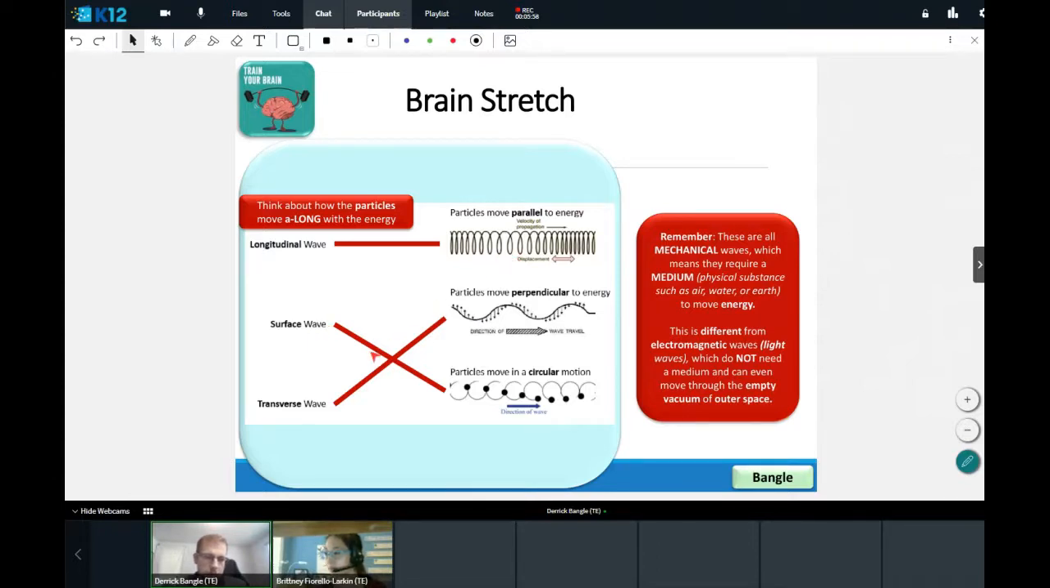And then a surface wave is the one where the particles on the surface are traveling in bigger circles than the particles that are beneath the wave. We don't have that exact diagram right here, but all you need to remember about the surface wave is kind of like how they move in that circular motion. Then with the transverse wave, the particles are moving perpendicular or up and down to the direction of the wave.